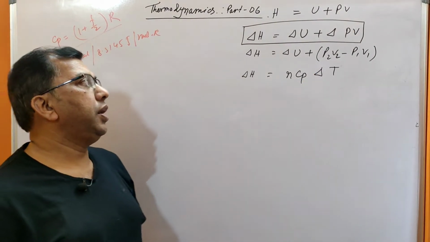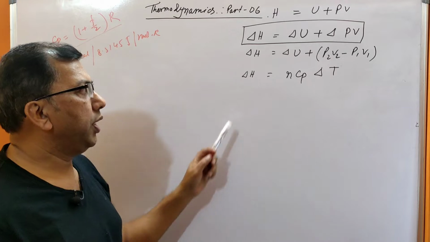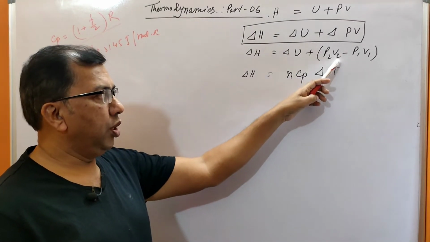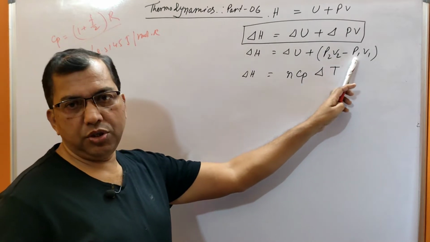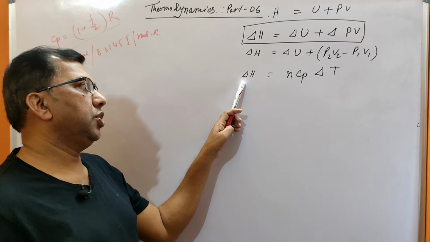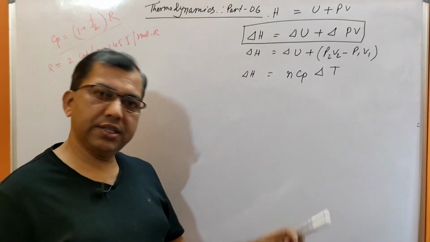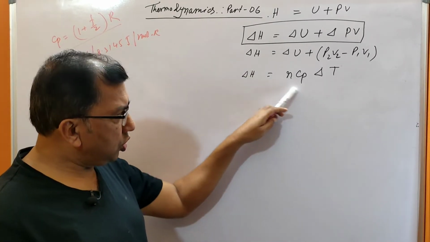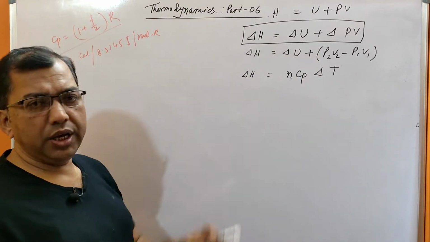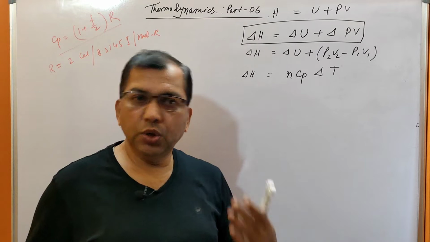And also delta H equals delta U plus P2 V2 minus P1 V1: the final pressure times final volume minus the initial pressure times initial volume. And next, delta H equals n Cp delta T. Yesterday I discussed this, and this portion I also discussed in the case of heat capacity. Okay, so let's start 2 or 3 numerical problems.